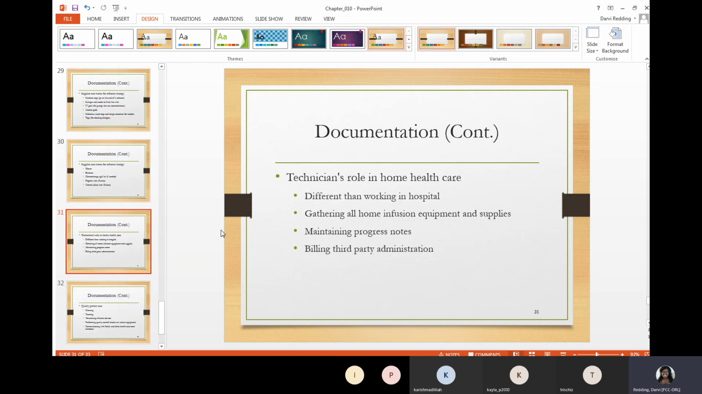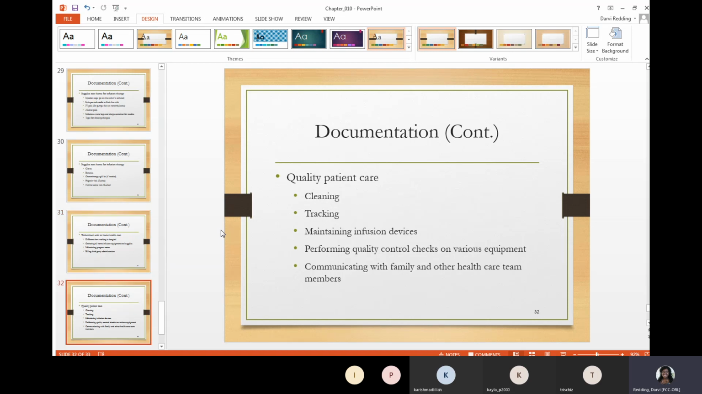Now, when it comes to the technician's role in home health care, the technician's role is much different than from working in a hospital. So the technician would be gathering all of the home infusion equipment and the supplies. And then it's also important that the technician maintains the progress notes. And then the technician could assist with the billing third-party administration, letting the insurance company know what items were used, as well as the devices that has been used.